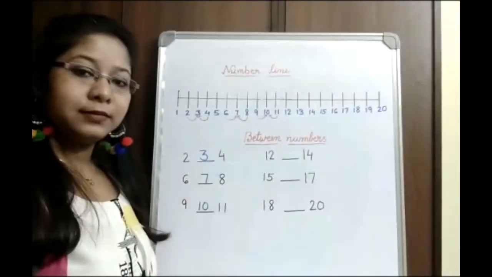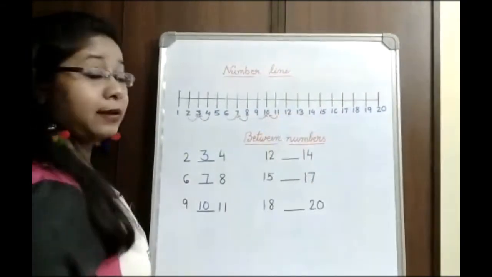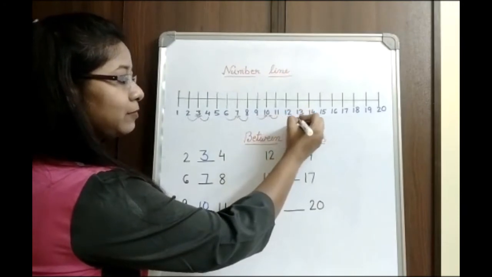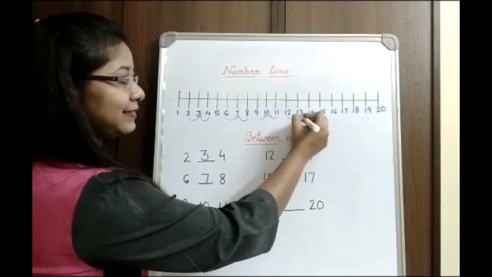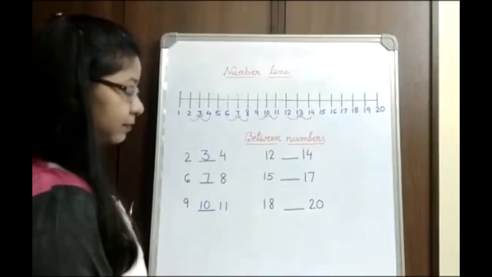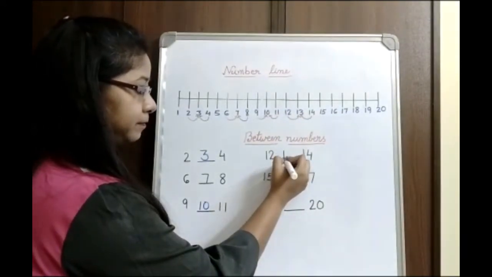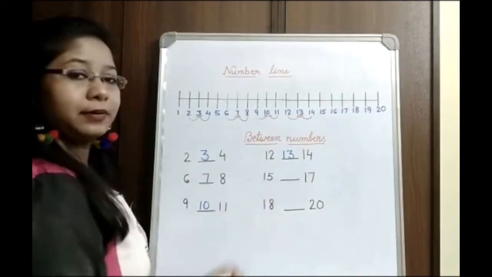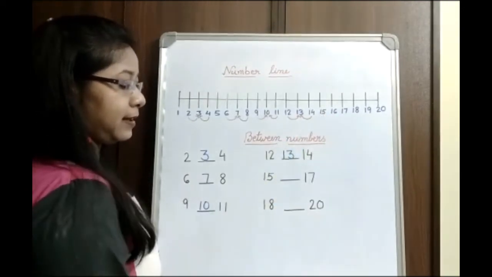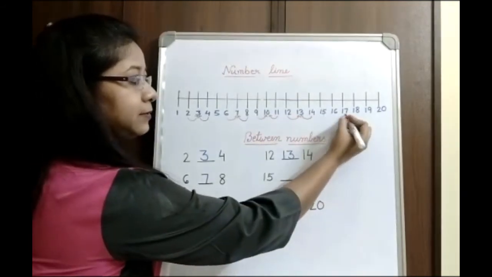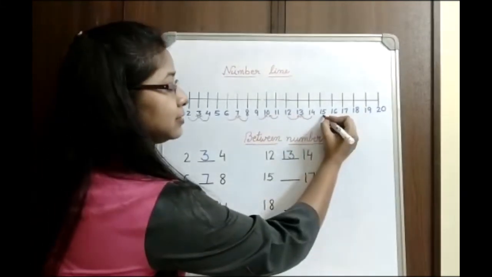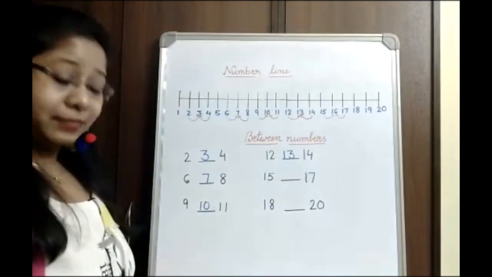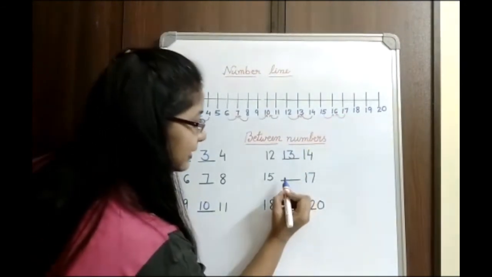Another is number 12 and number 14. So, which number will come in between? Yes, number 13. Another number is number 15 and number 17. So, let's draw again the arrows. And it's coming number 16.